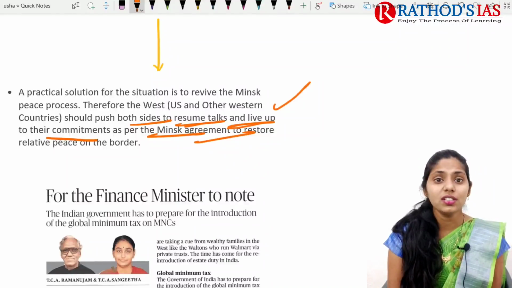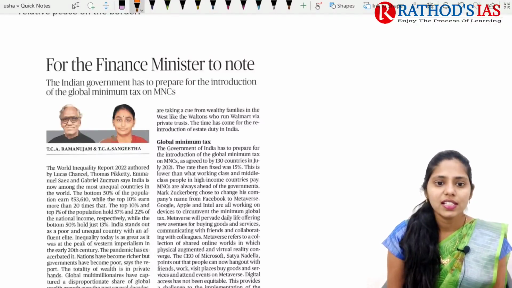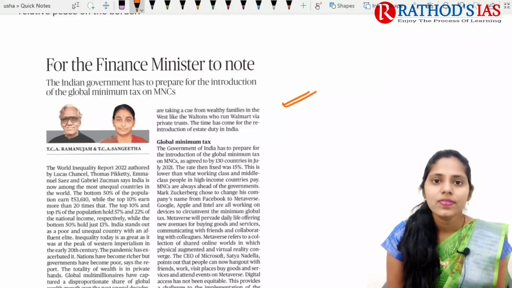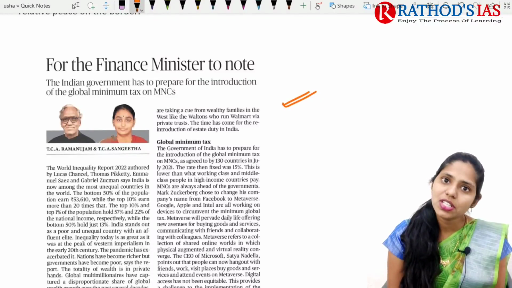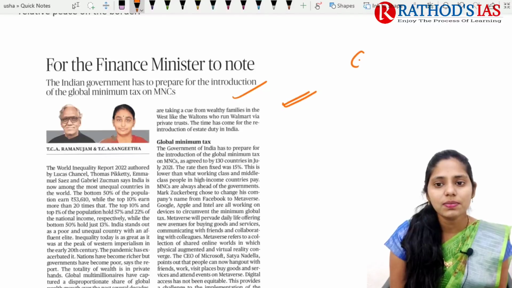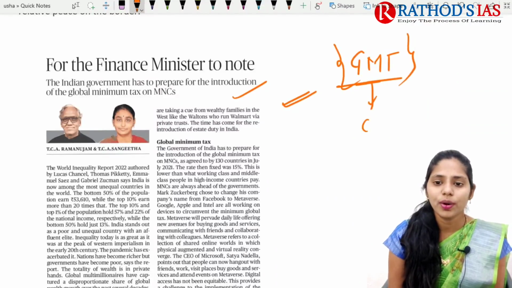Now let us see the next topic. The title says, for the finance minister to note. This article is talking about the increasing inequality in India. So what steps can be taken by our government, especially the finance minister? This article is mainly talking about a global minimum tax. It is regarding corporate tax.